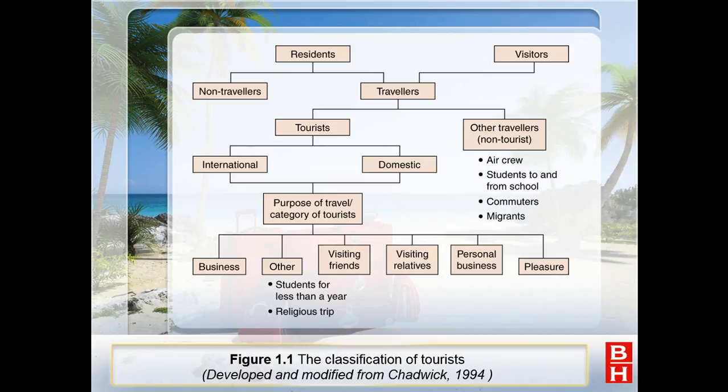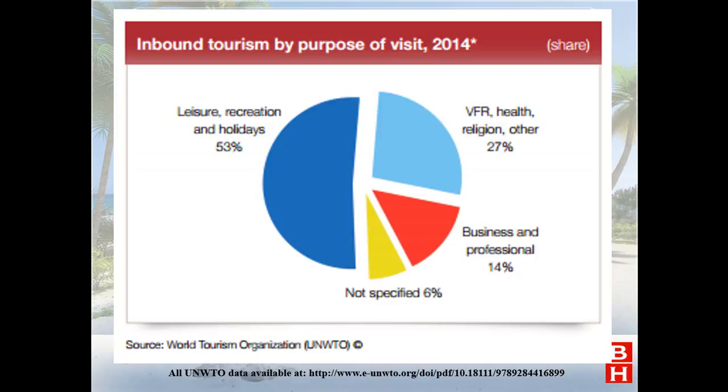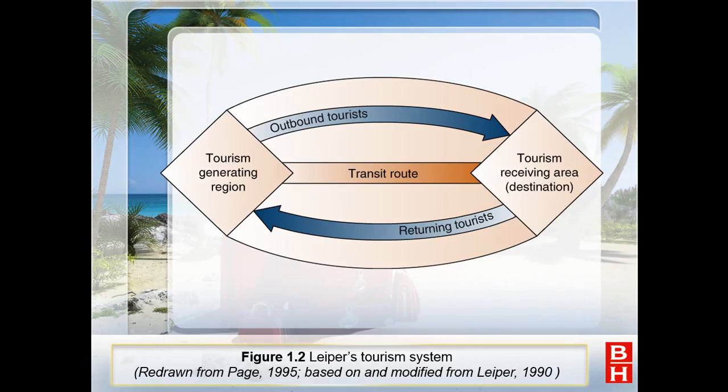Now, looking at the purpose of a travel, you can travel for business, to visit family and friends, and that's what most of the tourists do. Most tourism activities are done for leisure. We look at that in this graph here. Leisure, recreation, and holidays constitute 53% of the purpose of traveling back in 2014. These are figures offered by the World Tourism Organization. Then visiting relatives and friends, health, religion, and then business, and then not specified motives for travel.